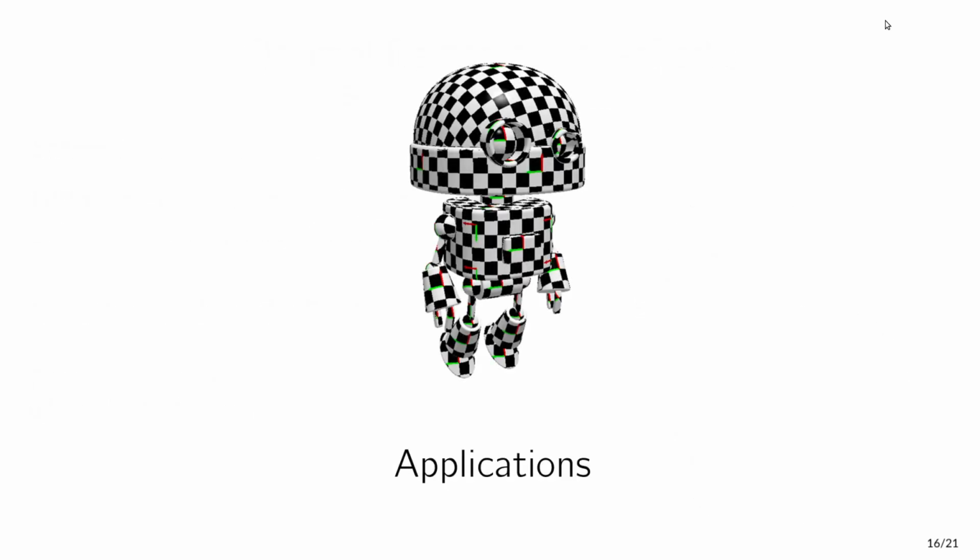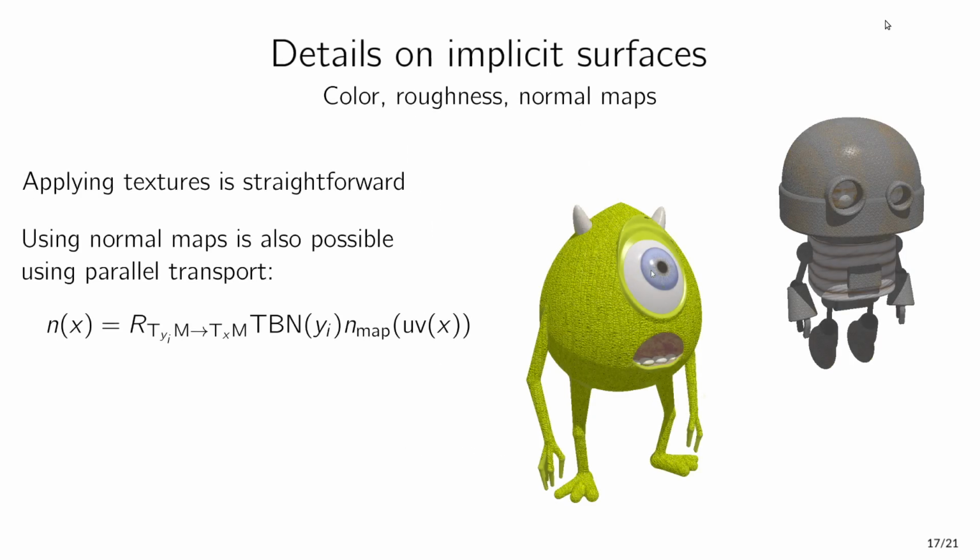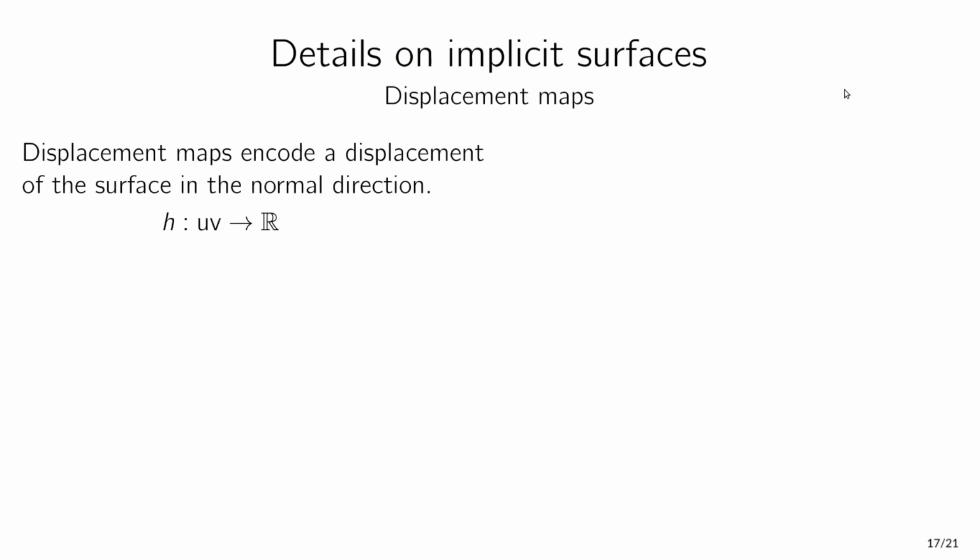Okay, but so this is great. This allows us to compute a global coverage of high-quality UVs on our implicit surfaces, and now we can dive into the applications. So a first application is, of course, rendering. It's very simple to apply textures, to load some colors, to use some specular maps, etc. And we can also use normal maps by using parallel transport. Okay, and so it really gives you a lot of control over the appearance of your shape. And so that's nice, but we can even do more by using displacement maps. A displacement map is a deformation of a shape in the normal direction.